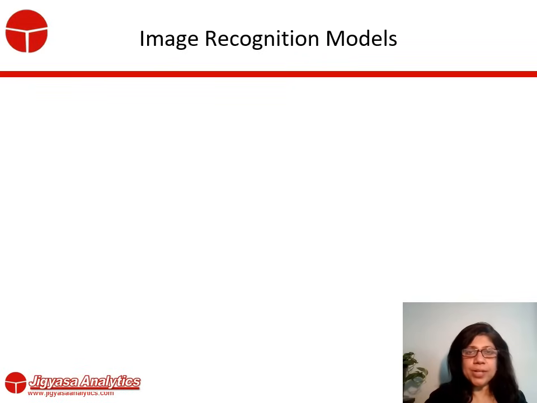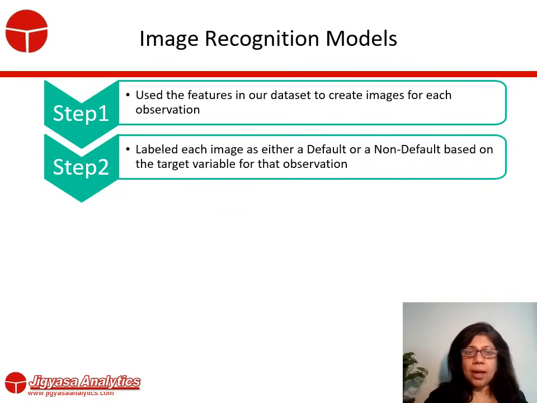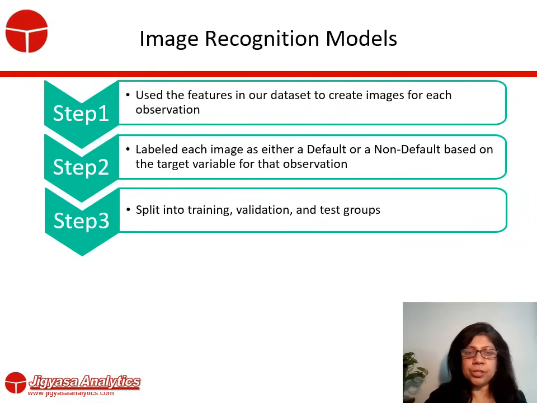Before running our image-based models, we had to take some steps to convert our data to images. We wanted to understand how these models perform on our Australian credit card dataset, and so we used the features in our dataset to create an image for each observation. We labeled each image as either a default or a non-default based on the dependent variable for that observation, and then we finally split all of these images into training, validation, and test groups.